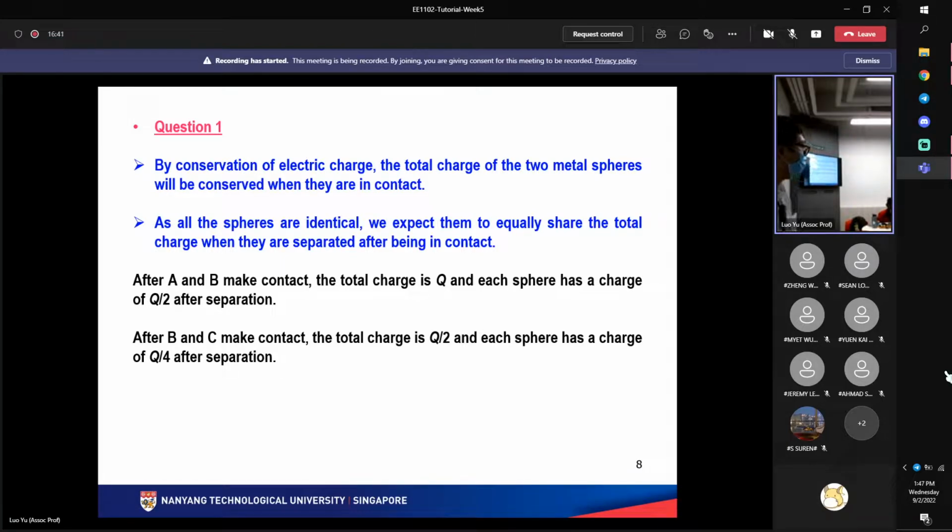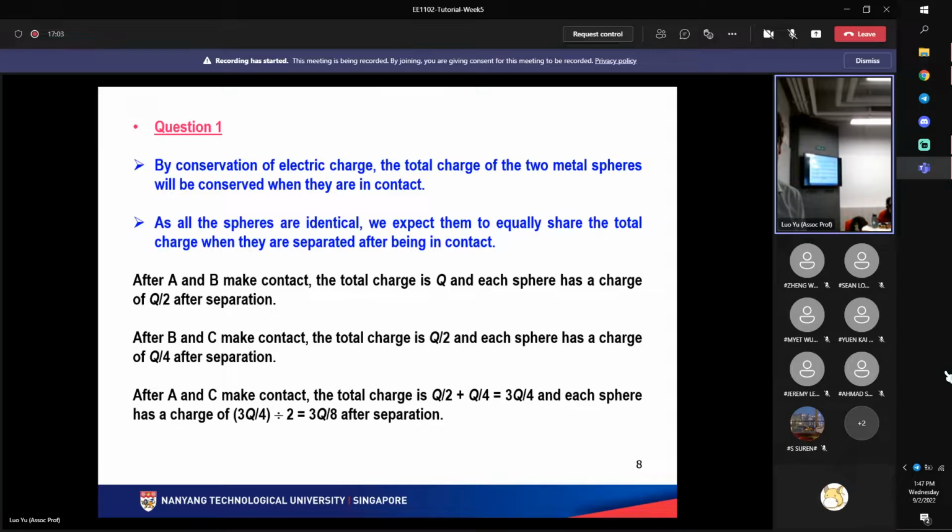Then finally, in this step, A still has half Q, B and C have Q/4. Now if I use A to touch C, how much charge is on A and C in the last step? Average. Yeah, very good. So that is what we should do, take the average. You remember in this case, A has Q/2, C has Q/4, so the total charge is 3/4 of Q.